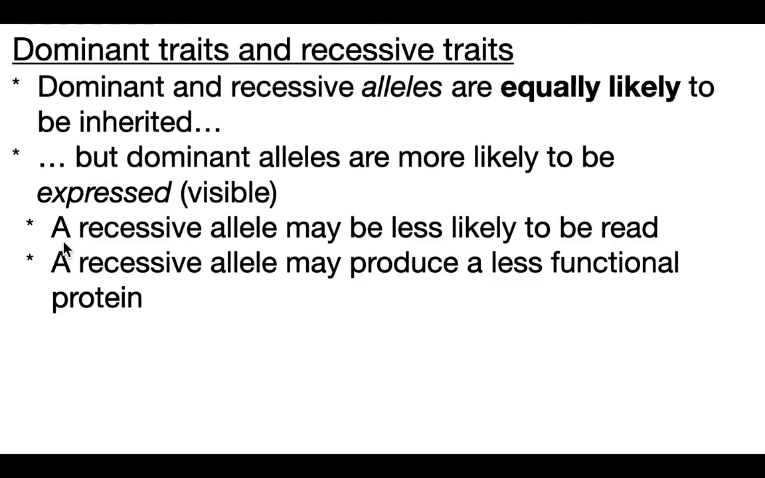In other words, if you have two different recipes for the same protein, one of those recipes may sit on the shelf the whole time, while the other recipe is the one you're always using. And a recessive allele may also produce a less functional protein. So if your DNA doesn't actually have a recipe for chocolate cake, you're not making chocolate cake. And so, if one person has one good recipe for chocolate cake and one recipe that doesn't even actually make a cake, then only the dominant one would be expressed, be visible.